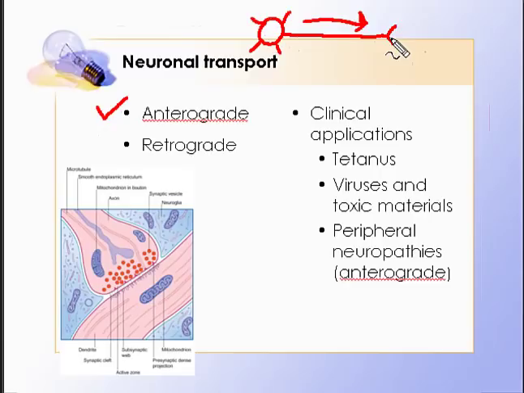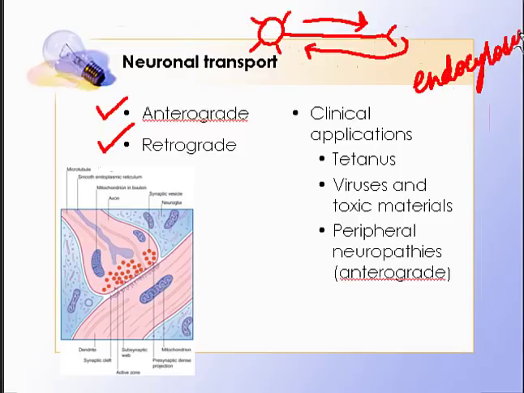The second type of transport is when the transport occurs in the opposite direction. So it occurs this way. That type of transport is known as retrograde transport. And retrograde transport is usually used for waste disposal. So anything present in the synaptic cleft is taken in by endocytosis, and then it's taken to the cell body where it is disposed of.